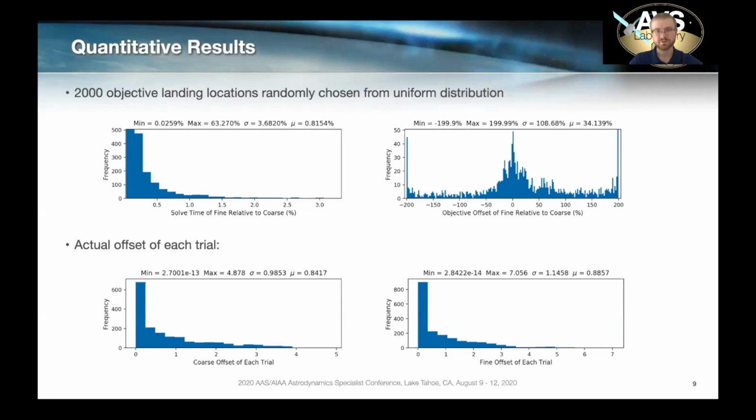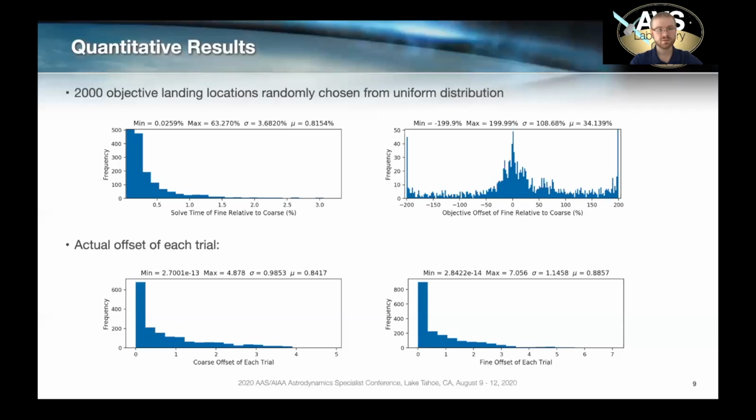Here on the top right, we would expect to see the mean further to the right of the plot, showing the fine solution outperforming the coarse solution in terms of distance to the objective landing location. While the mean of this data is in fact to the right of the zero, the large deviation causes question to the fine's performance over the coarse. I believe this behavior is a symptom of the branch and bound searching structure that I implemented for this algorithm. However, that has yet to be investigated.